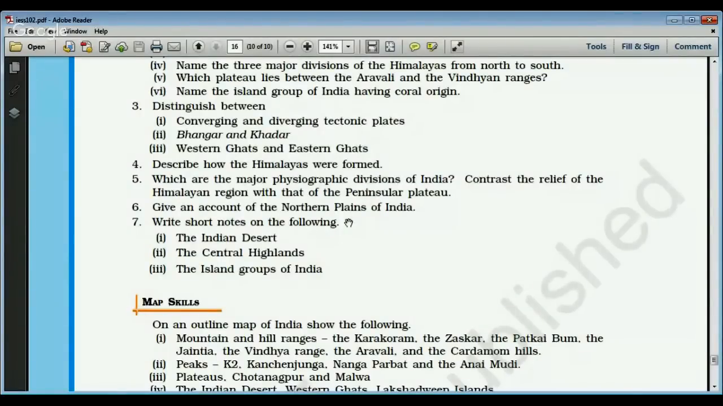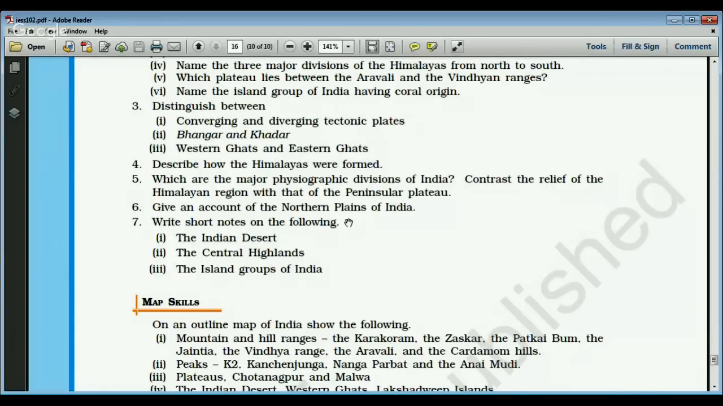And second is the Bhangar and Khaddar. Bhangar is formed from the old alluvium and the Khaddar is formed from the new alluvium. Bhangar is calcareous and less fertile than the Khaddar, and Khaddar is renewed every year and is very fertile. They are the most fertile regions of the northern plains of India.